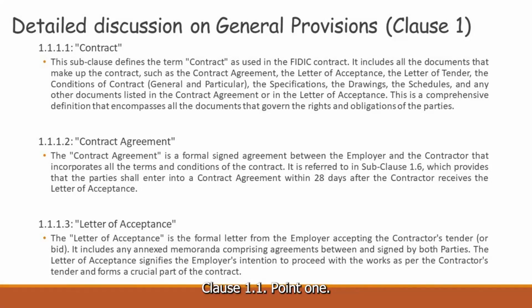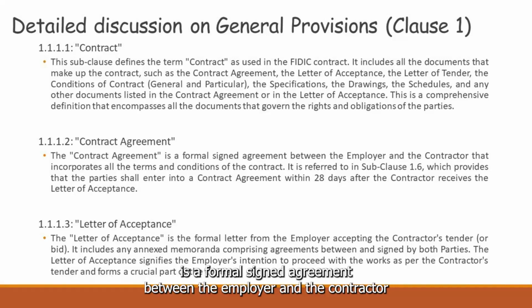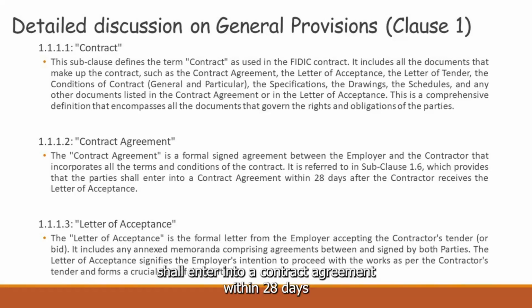Clause 1.1.1.2 Contract agreement. The contract agreement is a formal signed agreement between the employer and the contractor that incorporates all the terms and conditions of the contract. It is referred to in subclause 1.6, which provides that the parties shall enter into a contract agreement within 28 days after the contractor receives the letter of acceptance.